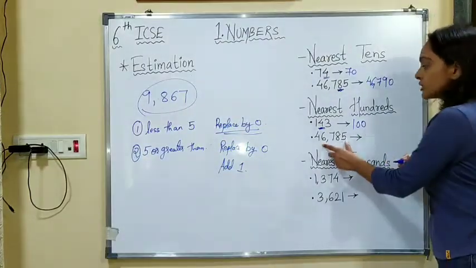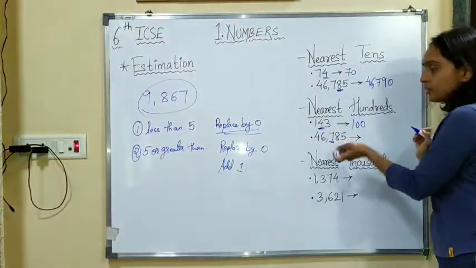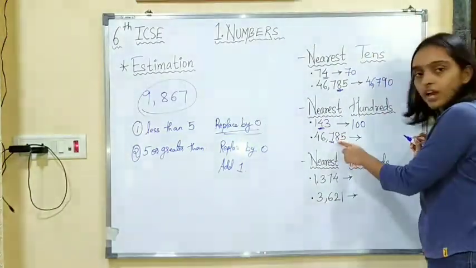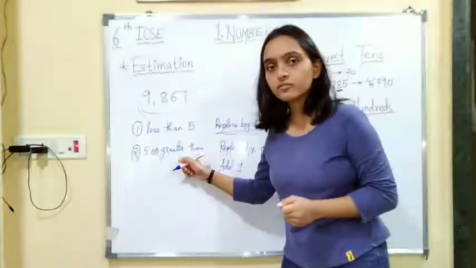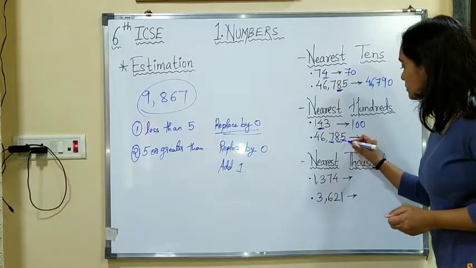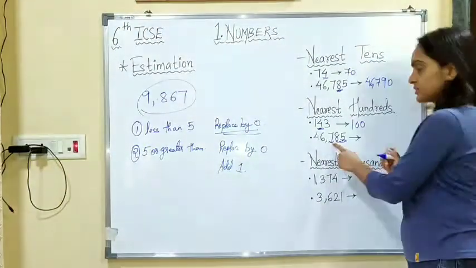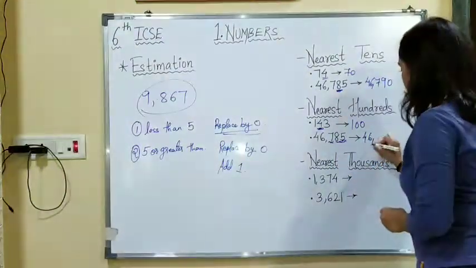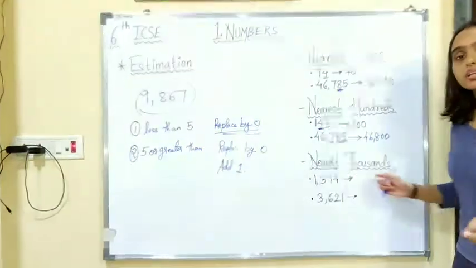Okay. Now for this number, here is your hundreds place and at the tens place we have 8 as the digit. So 8 is greater than 5. Then we have to replace it by 0. So we will replace all the previous numbers by 0 and add 1 to your hundreds place. That will be 46,800.